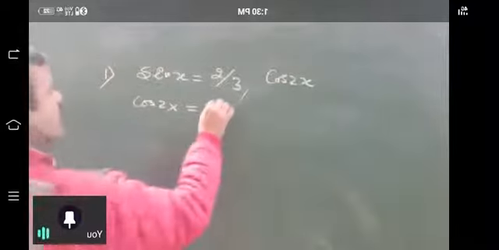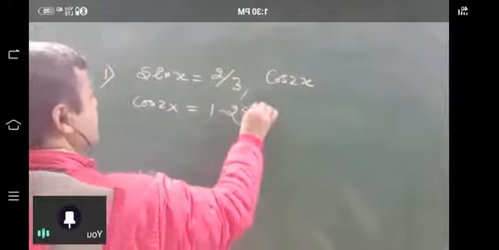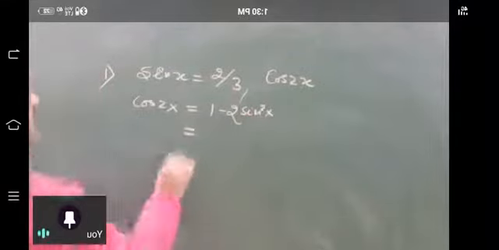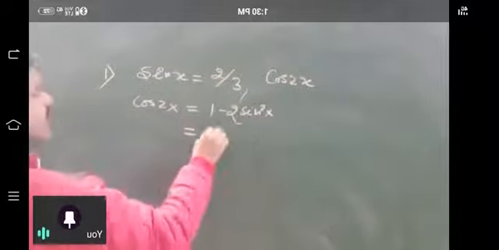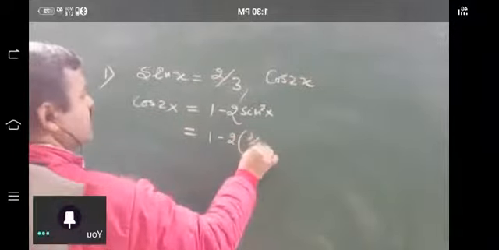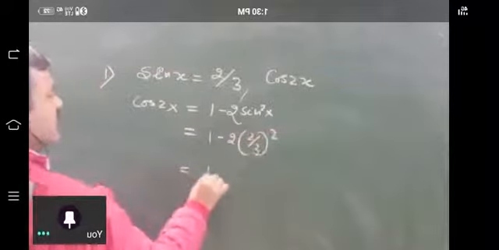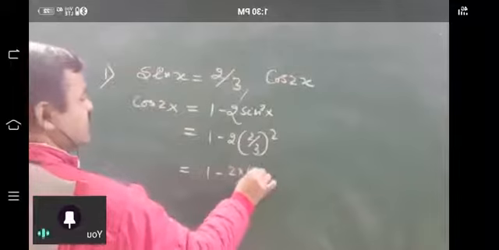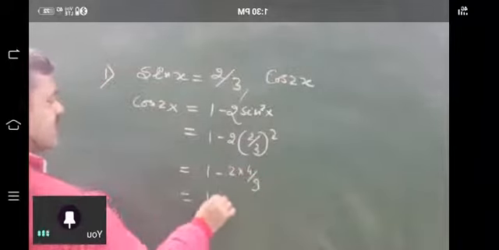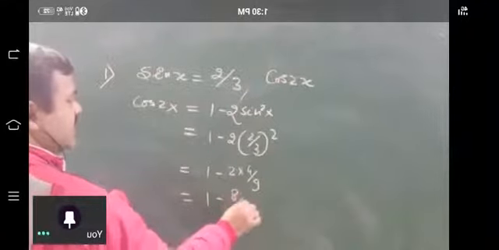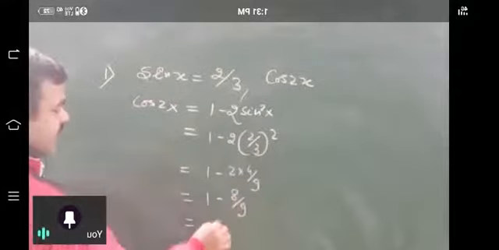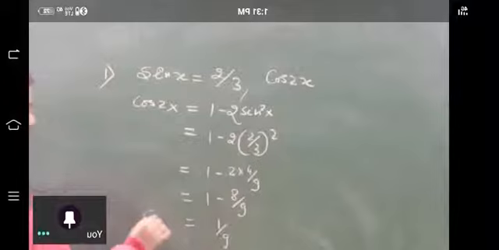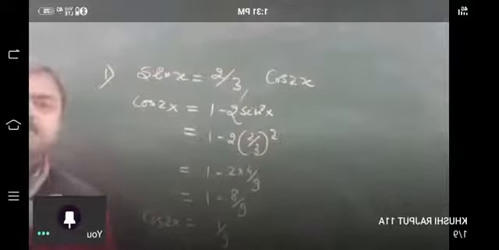Cos 2x equal 1 minus 2 sin square x, you know very well, because I have just written the identity. So put the value of sin x here, 1 minus 2 into 2 by 3 whole square, 1 minus 2 into 4 by 9. This is equal to 1 minus 8 upon 9. Now it is equal to 9 minus 8, 1 by 9. So the value of cos 2x is 1 by 9. Okay.